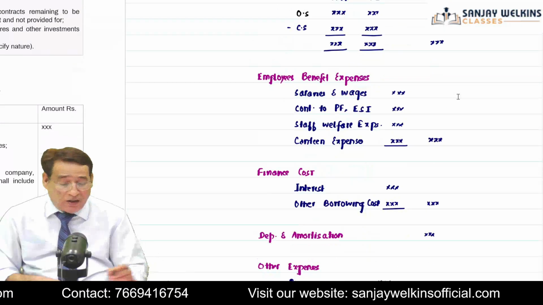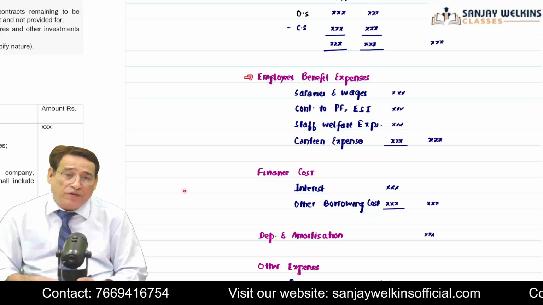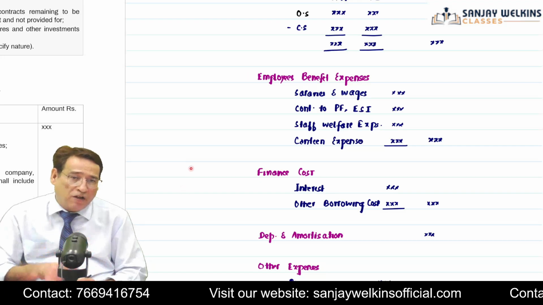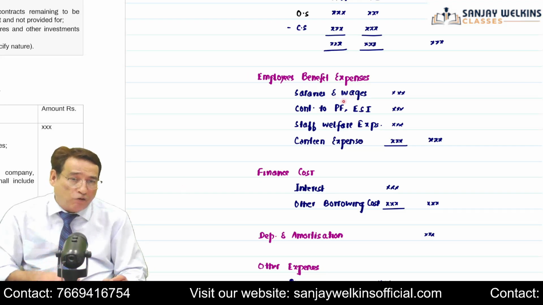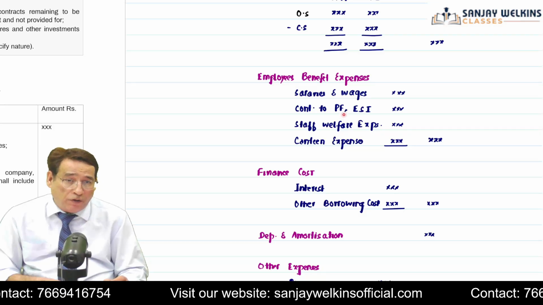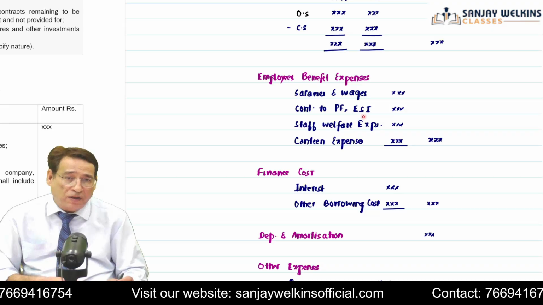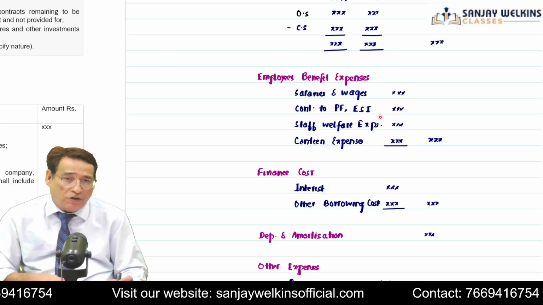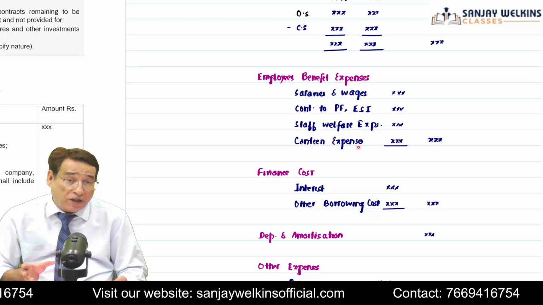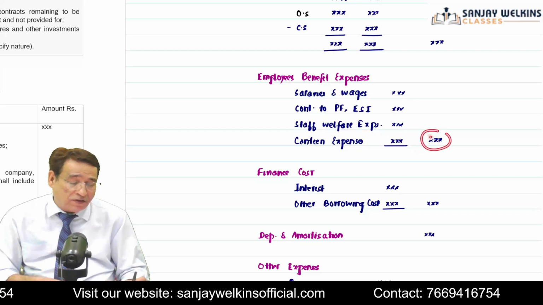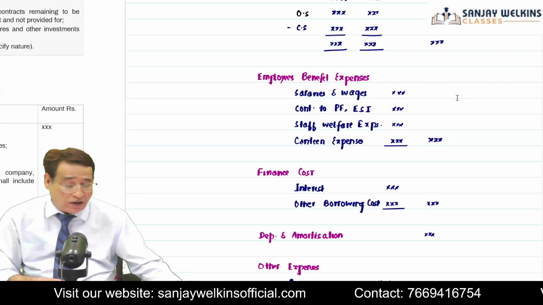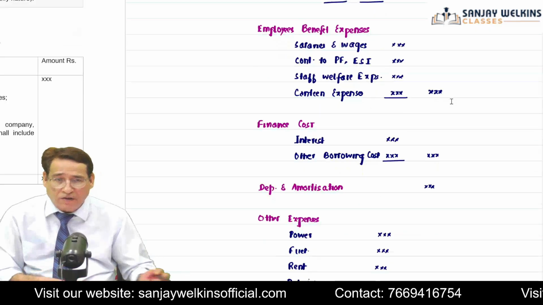Then under what we call employee benefit expenses, that means all such expenses which are related to employees, for example salary and wages, contribution to provident fund or employee state insurance, ESI, staff welfare expenses, canteen expenses. Basically such items will fall under this particular category. Even bonus will also fall under such category.